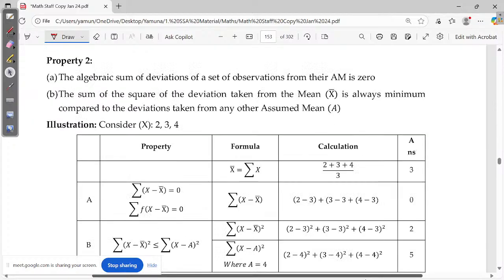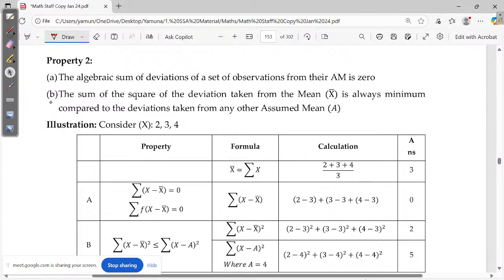I think you are on page number 2.7, right? What is the first one? The algebraic sum of deviations of a set of observations from the arithmetic mean is 0. Leave that off, I'm not discussing that. What's the second one? The sum of squares of the deviations. I'm not taking the square. I'm taking the modulus value. So which is better? Taking the mean, or going for the median property?